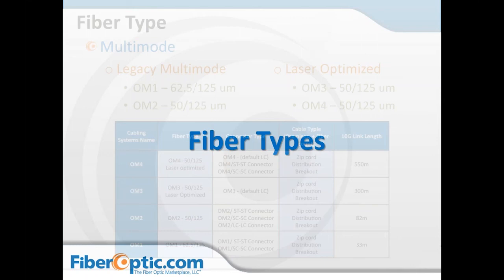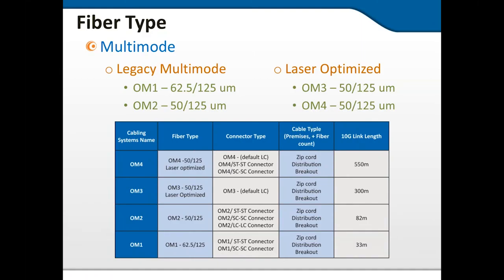Now, mentioning fiber types. I've touched on this briefly, but let's talk a little bit more in depth about our fiber itself. Legacy multi-mode. It's called OM1 and OM2. This is the stuff that was out there from really, I guess, close to the beginning. OM1 had a 62.5 micron core, used ST and some SC connectors. Basically, your 10 gigabit length is 33 meters, maybe 100 feet. That's it.